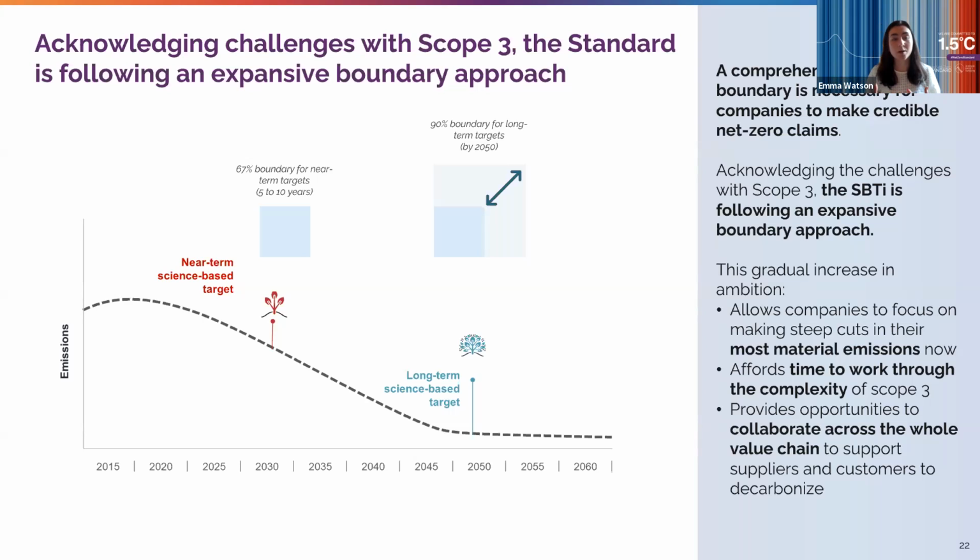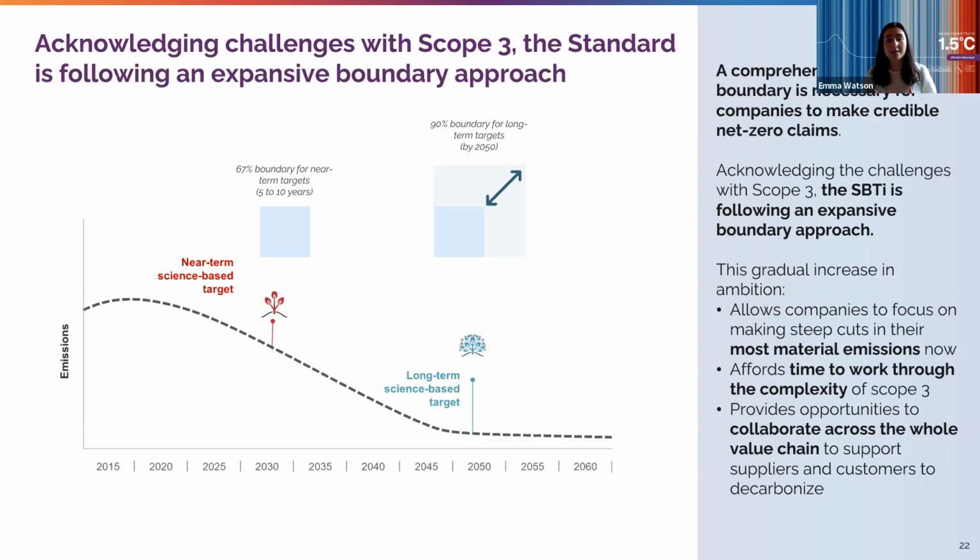Now, the reason why we've taken this approach is that throughout the net zero standard development process, it was very clear that a comprehensive target was going to be necessary for companies to make credible net zero claims. They needed to be including the vast majority of their emissions, and that was very clear from our stakeholder feedback and from the research that we had done.